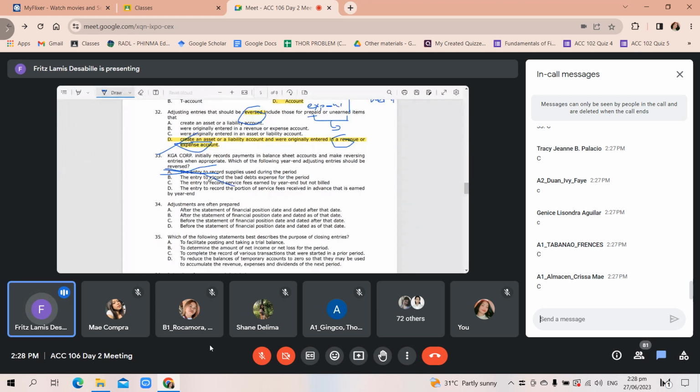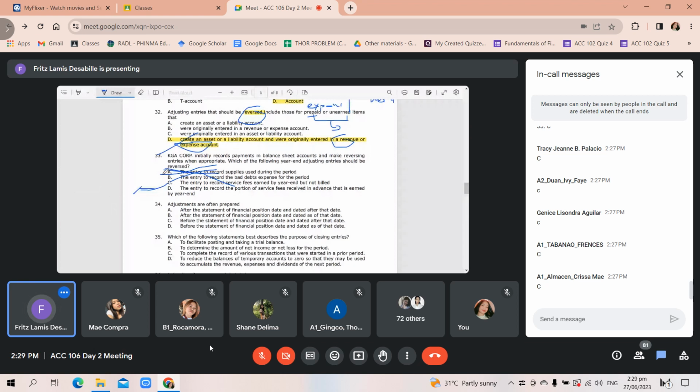Budget expense wala gina-reverse. The entry to record service fees earned by year-end but not billed. Okay. So kani, natawag ane, this is accrued revenue. Di ba? Unsa gani atong gina-reverse? Accrued expense, accrued revenue, prepaid expense using the expense method, unearned revenue using the revenue or income method. So letter C, nasulod siya sa letter sa kaduha nato, which is accrued revenue.